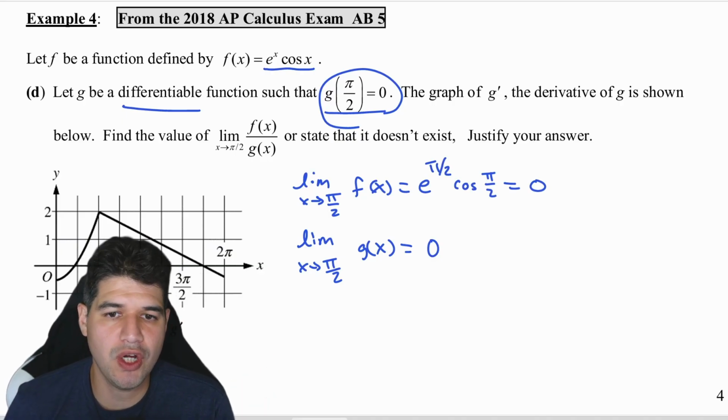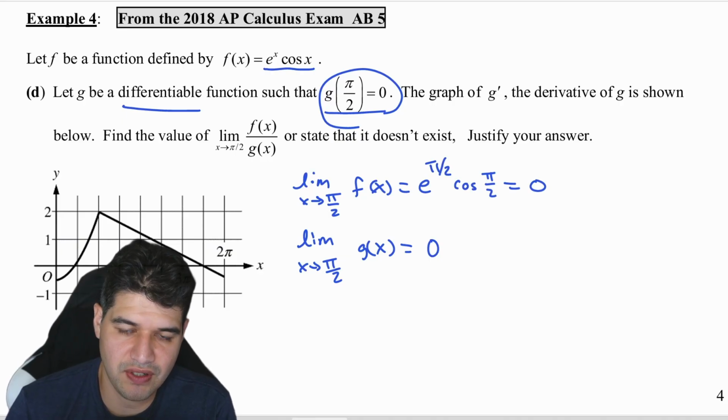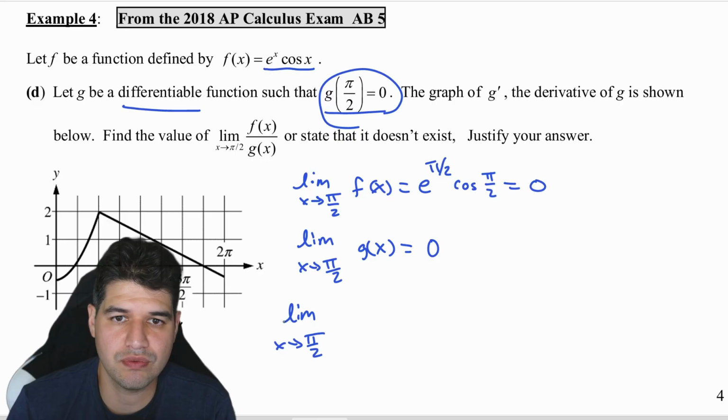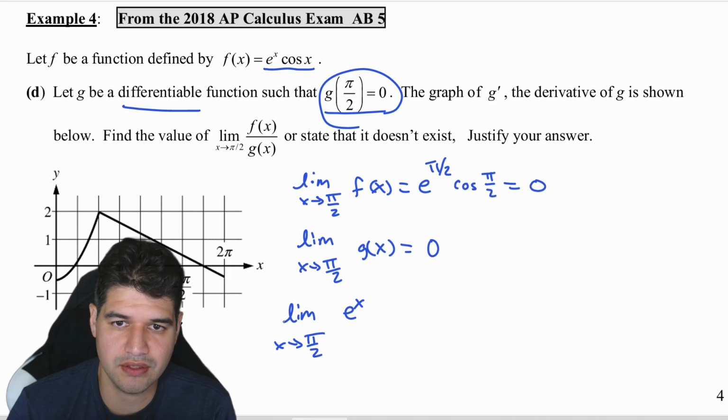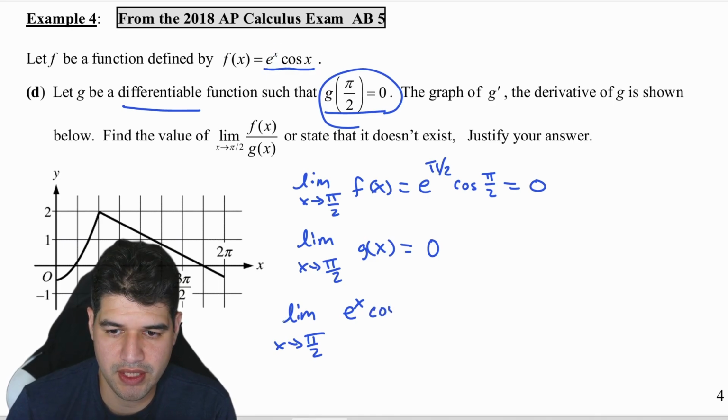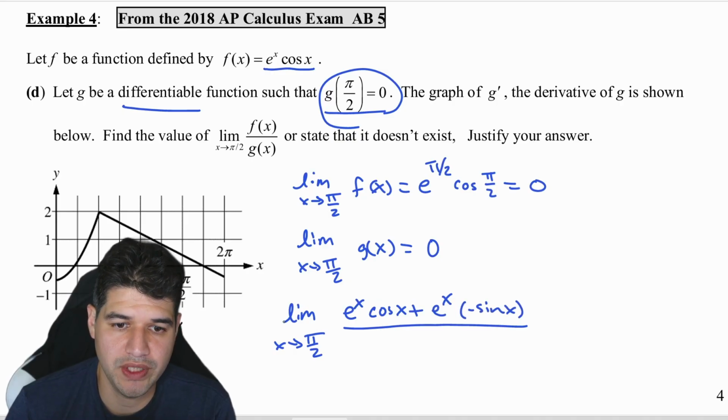Okay, so now that we know we can apply L'Hopital's rule, let's find the limit as x approaches pi over 2 of the derivative of f of x. Well, we would need a product rule here. So the derivative of the first is e to the x, right? Because I have e to the x cosine x, and times cosine x plus the first times the derivative of the second. So that's going to be negative sine x all over g prime of x.